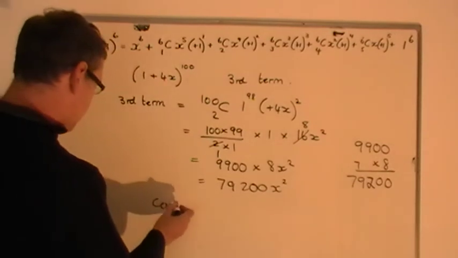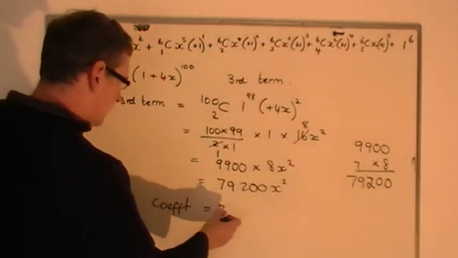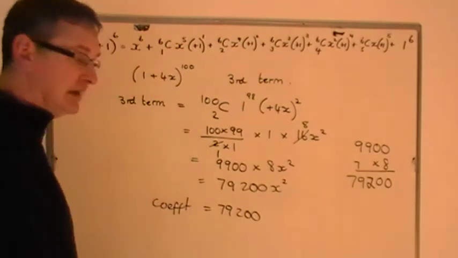Obviously, the coefficient of the third term would simply be 79,200 if you were asked for it.